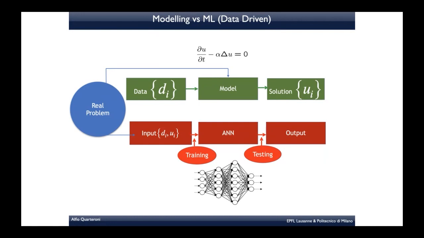Then here on the other row, we have models that are driven by data. You have input, which consists not only of data, but also of solutions. This is very important, right? On observations. Then you have an artificial neural network, for instance, and then you produce an output. Now you have to train the artificial neural network on the basis of this couple, data and solutions, right? And then you have to test it beyond the range of data that are being used for training. Now, these two processes, training and testing, are very important to end up with something which can ideally produce results even beyond or far beyond the range of the data that has been used for the training, say.